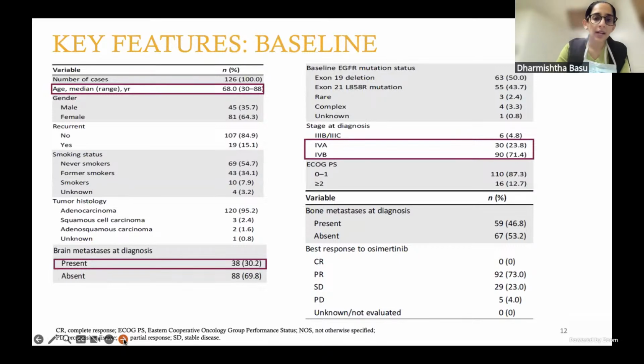The FLOWER study had a baseline median age of 68 years, and around 30% of the patients had brain metastasis at diagnosis, which is more or less matching other studies done in the same setting, with around 23.8% of the patients having stage 4A and 71% presenting in stage 4B disease. The majority of the patients, that is 95.2%, had adenocarcinomas, though other histopathological subtypes were also included, that is squamous and adenosquamous.